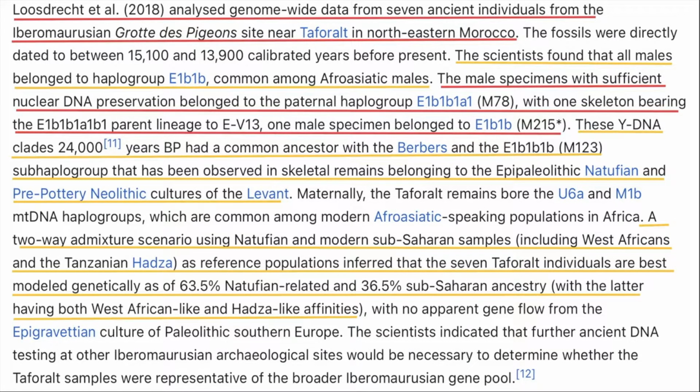A two-way admixture scenario using Natufian and modern sub-Saharan African samples, including West Africans and the Tanzanian Hadza, as reference populations, inferred that the 7 Taforalt individuals are best modeled genetically as 63.5% Natufian related and 36.5% sub-Saharan African ancestry, with the latter having both West African-like and Hadza-like affinities.